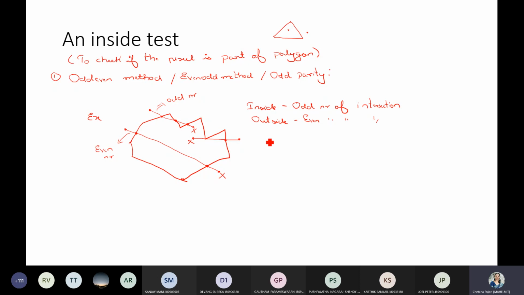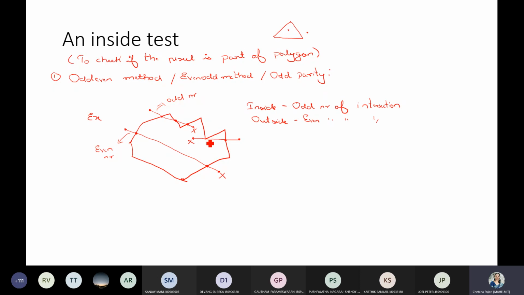It is satisfying this, wherein when you have an even number of intersections, it is outside, but you're not going to consider it as outside. Why? Because here you are not intersecting with the edge of the polygon. Instead, you are intersecting with the vertex of the polygon.